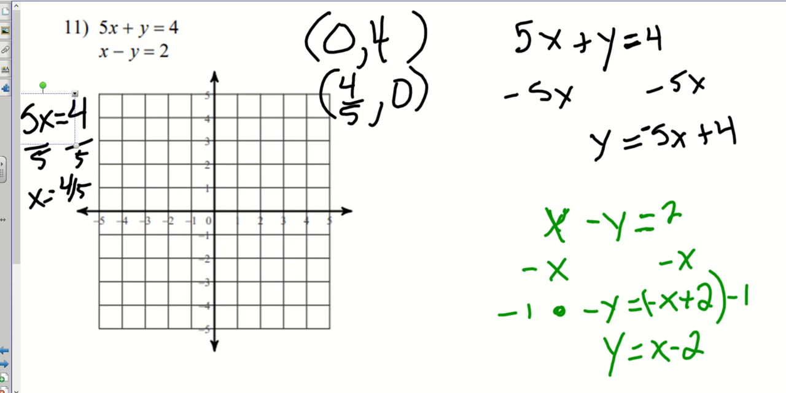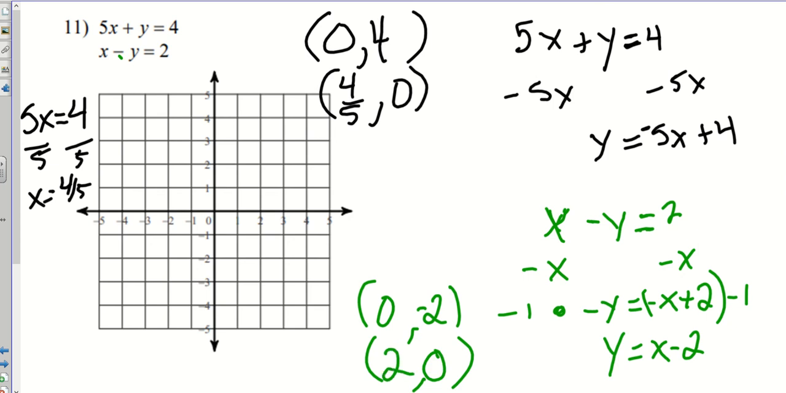I can do the same thing with my second, and this one's going to be even easier. If I put 0 in for x, I'm going to have negative y equals 2. Multiply both sides by negative 1, I'm going to have y equals negative 2. If I put 0 in for y, I'm going to have x equals 2. X minus 0 equals 2, so x is 2. 2 points, all I need to graph a line.